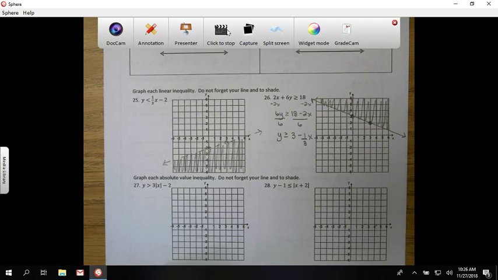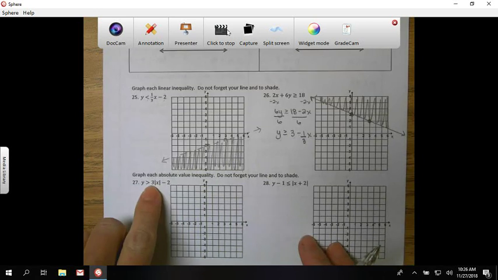Now 27 and 28, these are new for this unit. So you are graphing the absolute value inequalities. So you have to graph your absolute value, which is a V, and then you have to shade according to the inequality. We graphed absolute values back in Unit 2. Remember that the parent function starts at the origin, and both sides have a slope of 1/1.